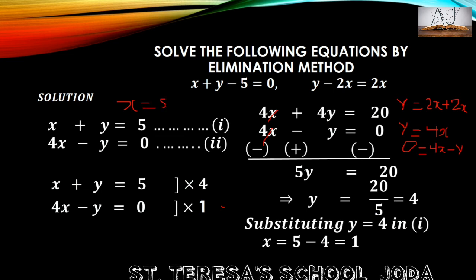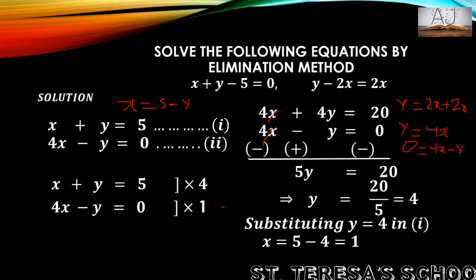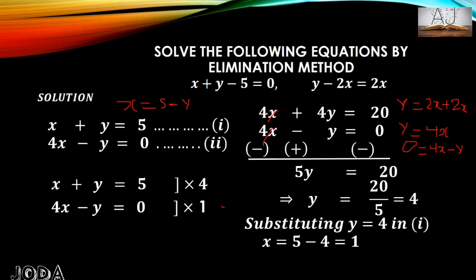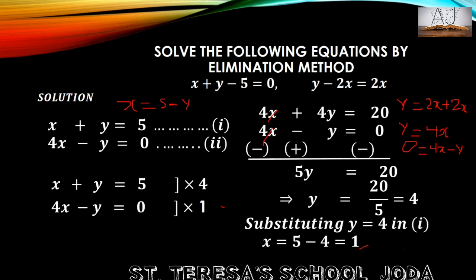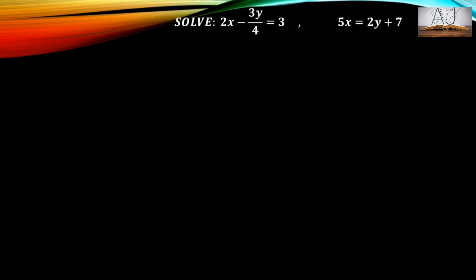Okay, how did we do this? You see, x plus y equal to 5. I have taken y to the other side, 5 minus y. So we can say x equal to 5 minus 4, because the value of y has come 4. So x equal to 5 minus 4 means 1. So the answers are 1 and 4.